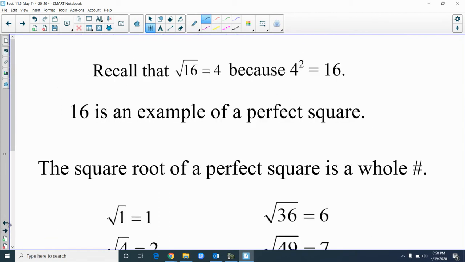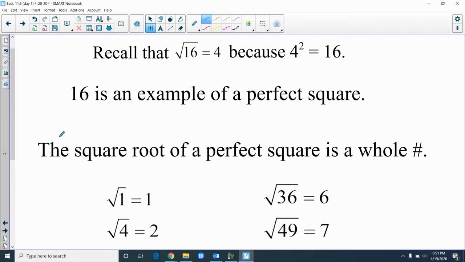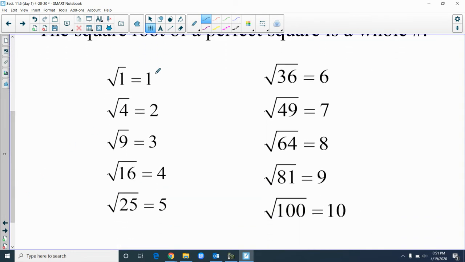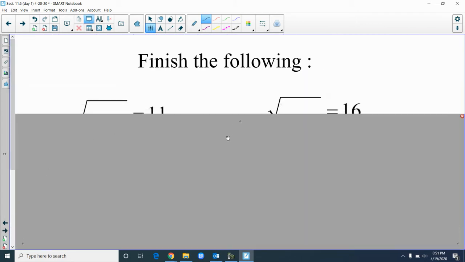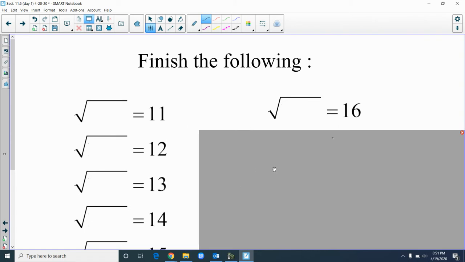Okay, recall that the square root of 16 equals 4 because 4 squared equals 16. 16 is an example of a perfect square. The nice thing about a perfect square is the square root of a perfect square is a whole number. These are ones you're pretty familiar with. Square root of 1 is 1. Square root of 4 is 2. Square root of 9 is 3. And so on. Now, some ones you may not be as familiar with are when we get a little bit further up in the numbers.